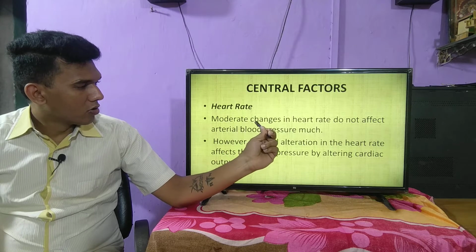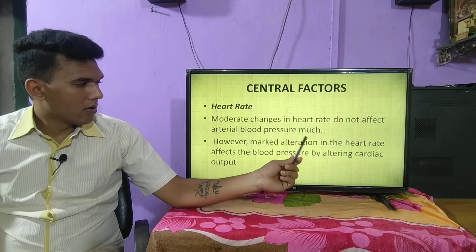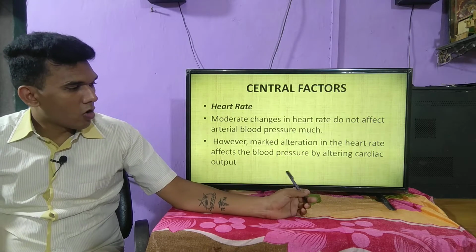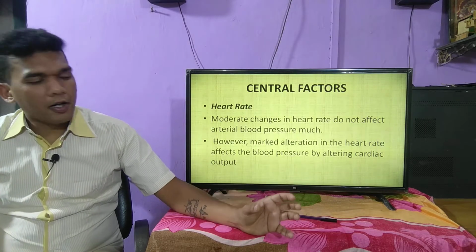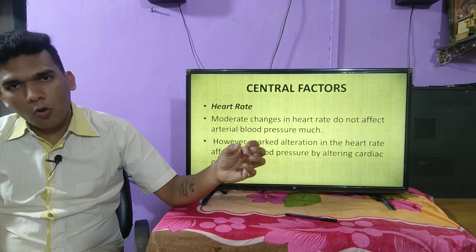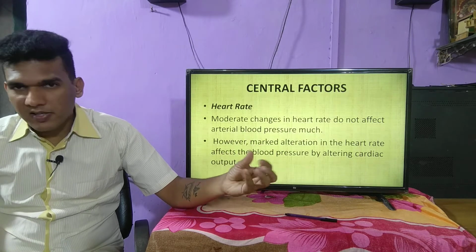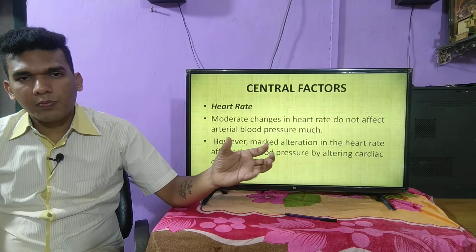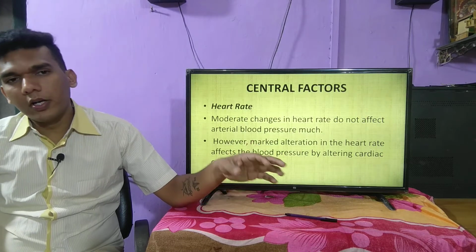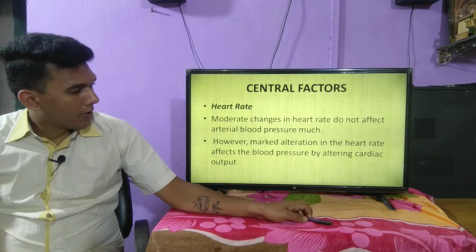This is heart rate. Moderate changes in heart rate do not affect the arterial blood pressure much. However, marked alteration in the heart rate affects the blood pressure by altering cardiac output. When the heart rate is very fast, the heart chambers are not getting filled properly, so there will be a decrease in the cardiac output. And when there is a very low heart rate, the heart is beating very few times in the minute. So there is a decrease in the minute volume and a decrease in the cardiac output, and there will be a decrease in the arterial blood pressure.